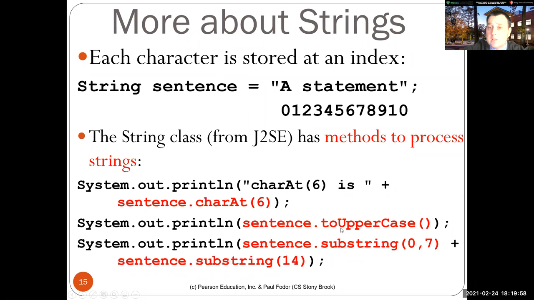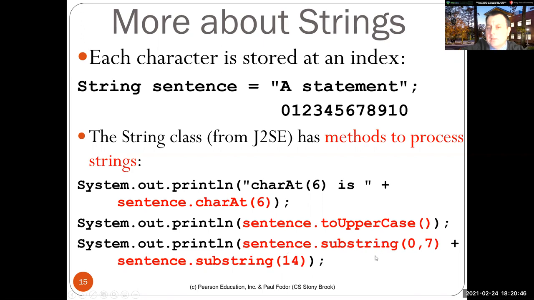toUpperCase will basically transform all the characters in the string, in this case the sentence, to uppercase. One thing about strings is that they are immutable. So once you create a string, that string cannot be modified. Meaning that the result of such a method, like toUpperCase, is in fact a new string in memory. So it doesn't modify the current string. Sentence still contains the old statement with lowercase letters. But when you invoke toUpperCase, the result is a new string, the address of another string in memory that now contains the letters in uppercase.